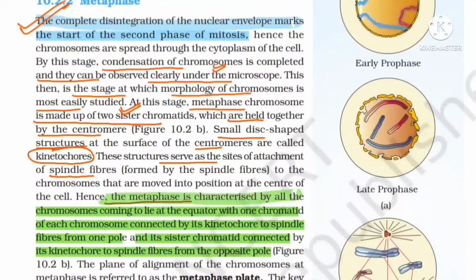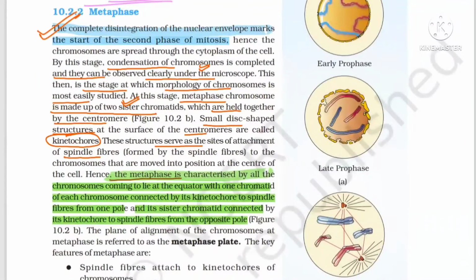If you remember, focus, beta. How many kinetochores per chromosome? Two. Let me say it once again, beta: one chromatid of each chromosome is connected by its kinetochore to one pole, and the sister chromatid by its kinetochore to the opposite pole.